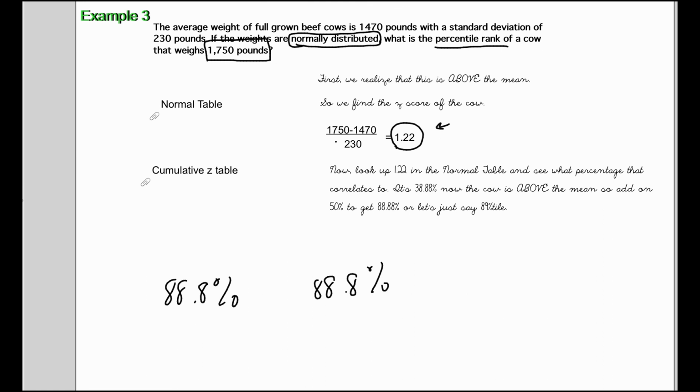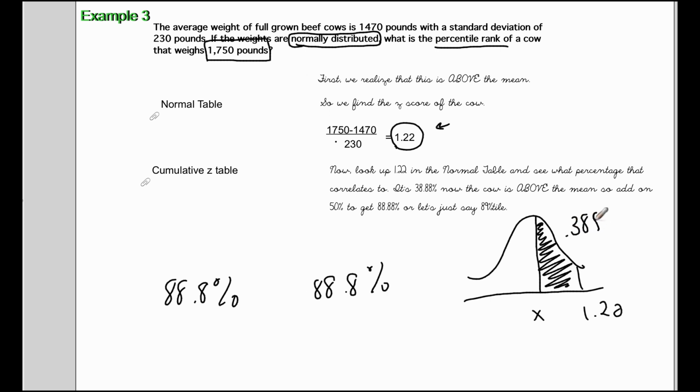Now remember, if I took my normal distribution, there's my mean, here is my cow at 1.22, they told me this is 0.3888. Do you see how I got 88.8%? That's right, I have to now add on 50%. When I add those two together, I get 88.8% again.